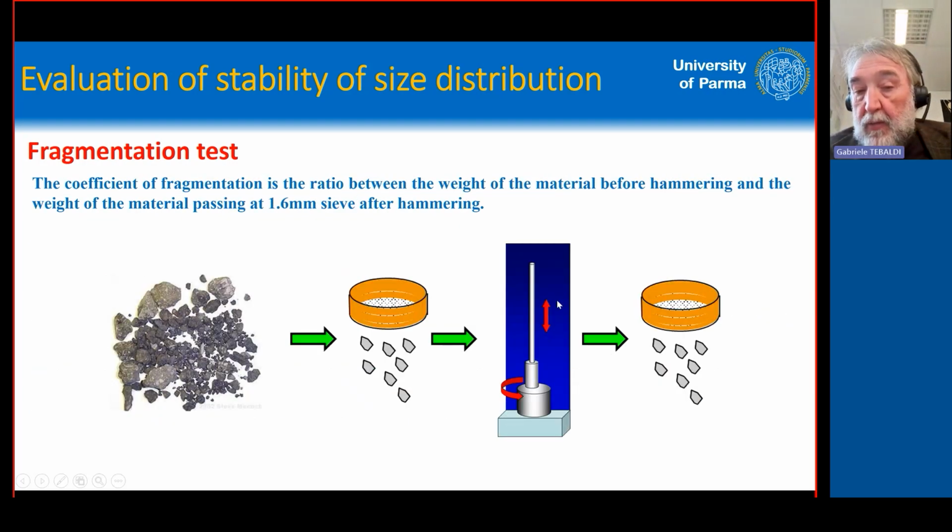So basically, what does the test consist of? The test consists of taking the RAP, checking with a control sieve, looking at the amount of passing, doing the compaction with Proctor or maybe a gyratory compactor, but the idea was to use Proctor, and again checking the material passing on the control sieve.